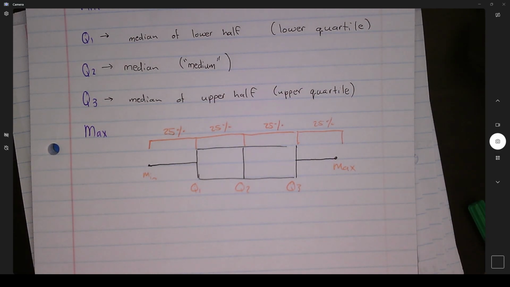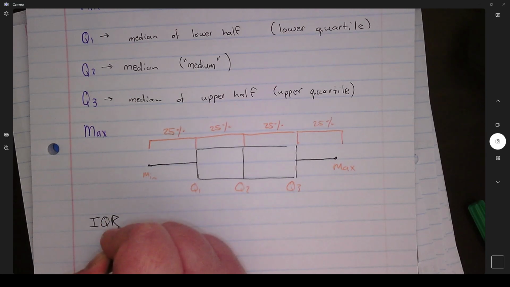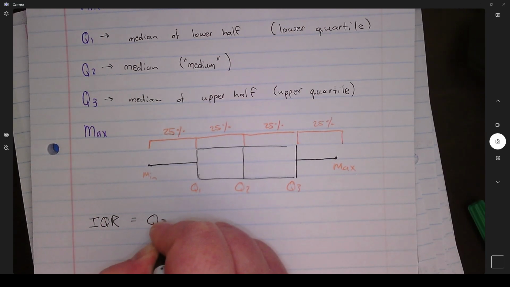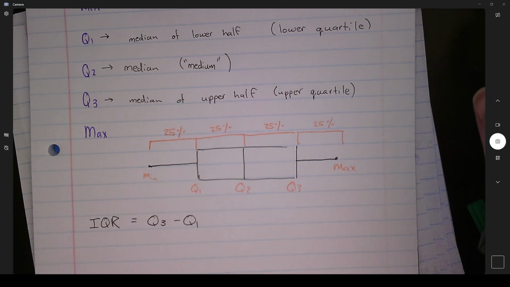Then we have something that is called the interquartile range, which is the upper quartile minus the lower quartile. The highest quartile minus the lowest quartile, as range is highest value minus lowest value. If you're unsure about how to find your quartiles, there is a video that I did on it earlier on in this year.